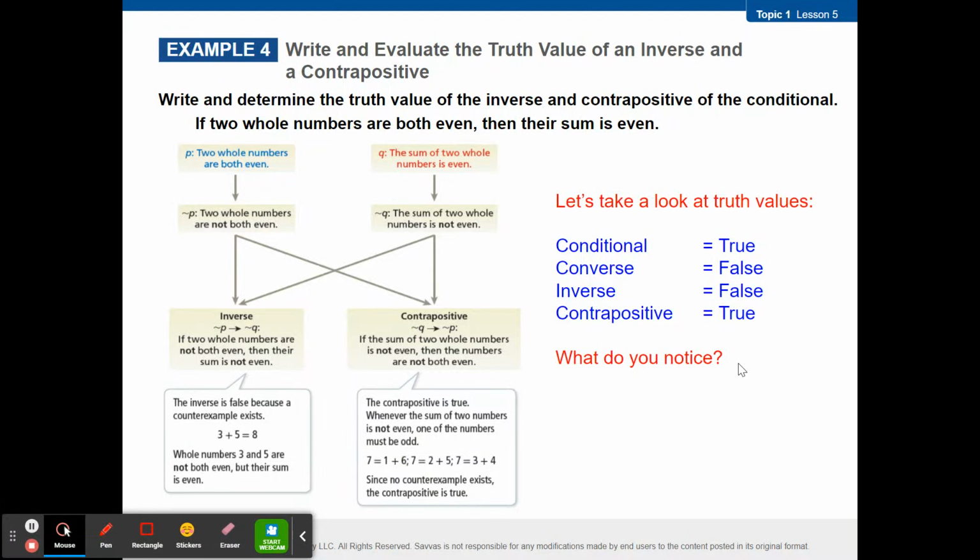Okay. What are you guys noticing here with this pattern? What matches? Well, the conditional and contrapositive match, and so does the converse and the inverse. Okay, so that's something you need to keep in mind.